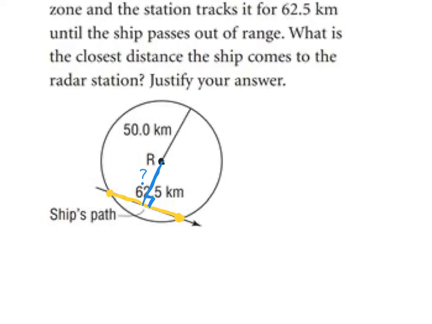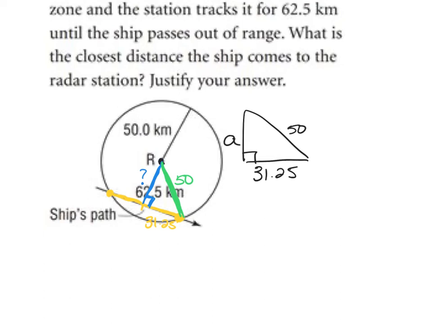So, what if I split it in half and I get 31.25 for just this second half of the pathway? Perfect. I can make a right triangle by drawing in a radius. And I know that radius is 50 kilometers. Perfect. So now I have a right triangle that looks something like this. There's my 90 degrees. Here's 31.25. Here's 50. Now I can find this missing side.